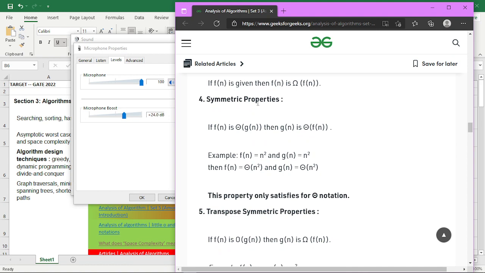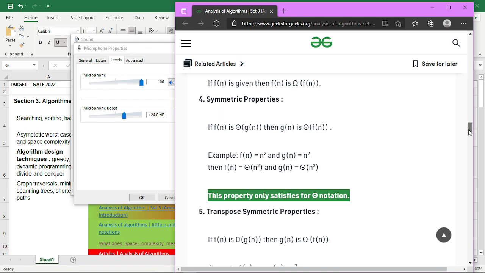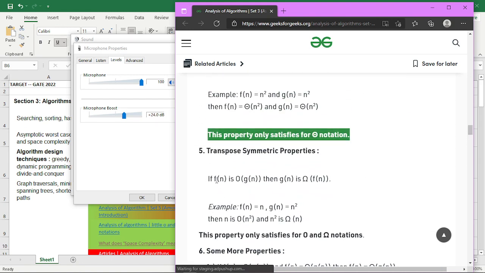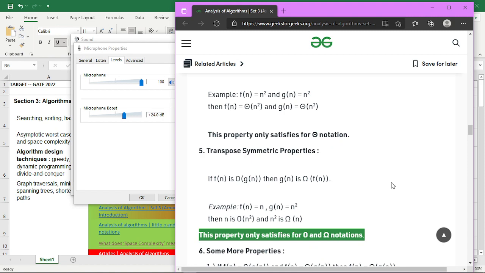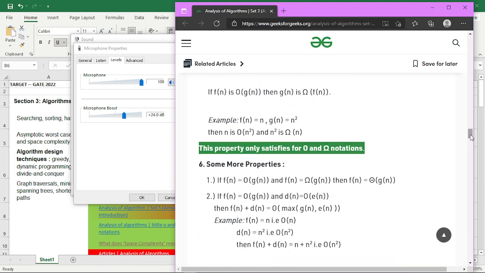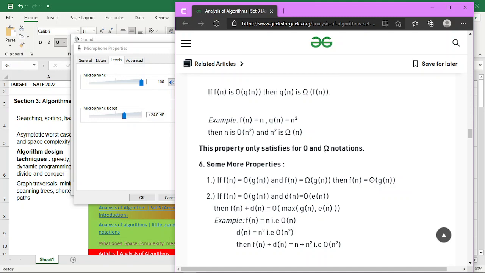Similarly, coming to the symmetric property, if f(n) is theta of g(n), then g(n) is theta of f(n). But the thing to be remembered here is that it only satisfies for the big theta notation. Now coming to the transpose property, if f(n) is big O of g(n), then g(n) is big omega of f(n), and this satisfies only for big O and big omega. That means the worst case and the best case.